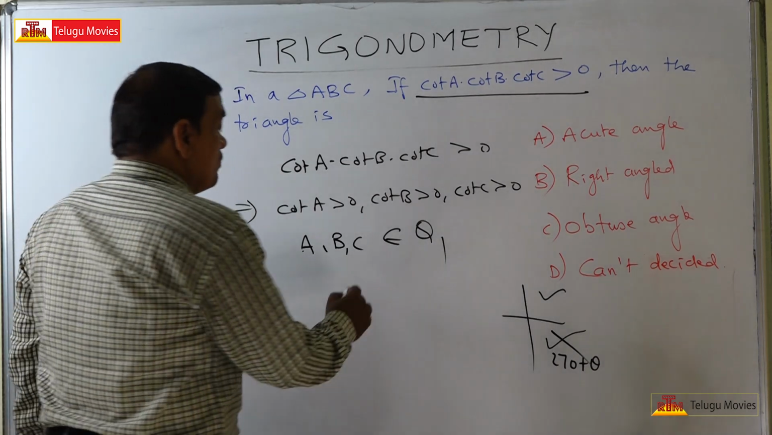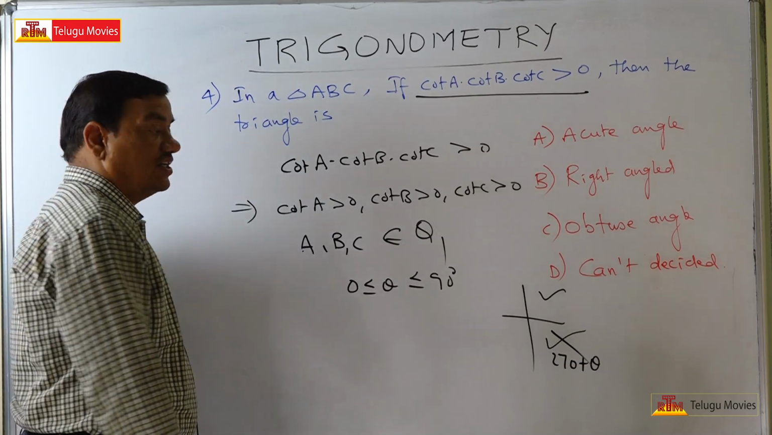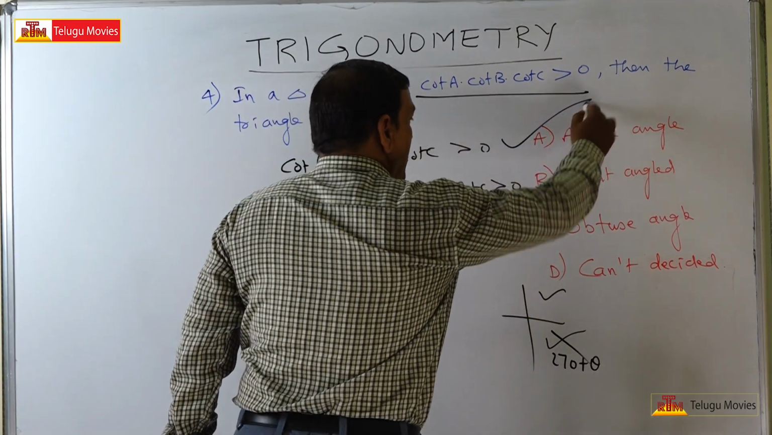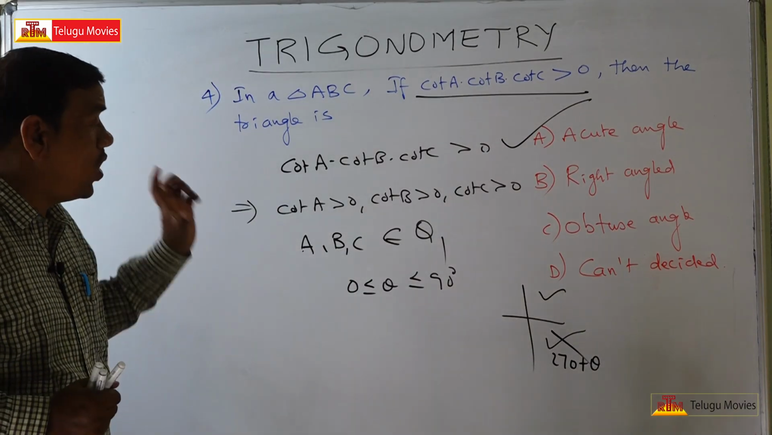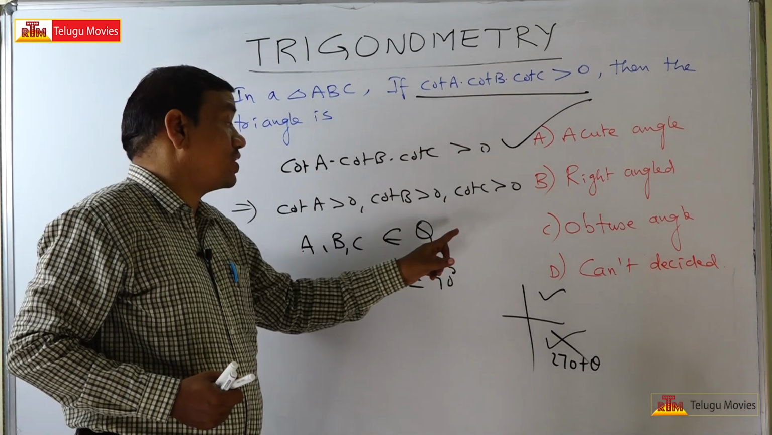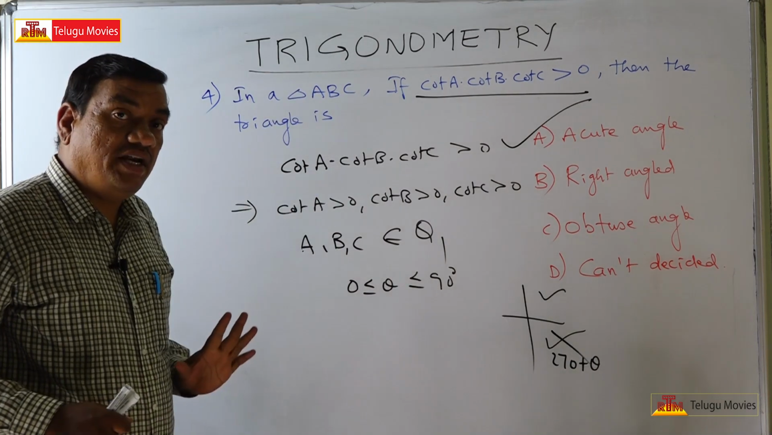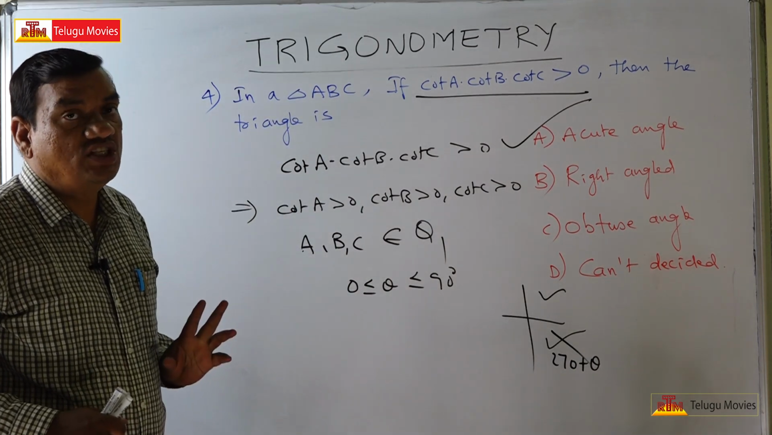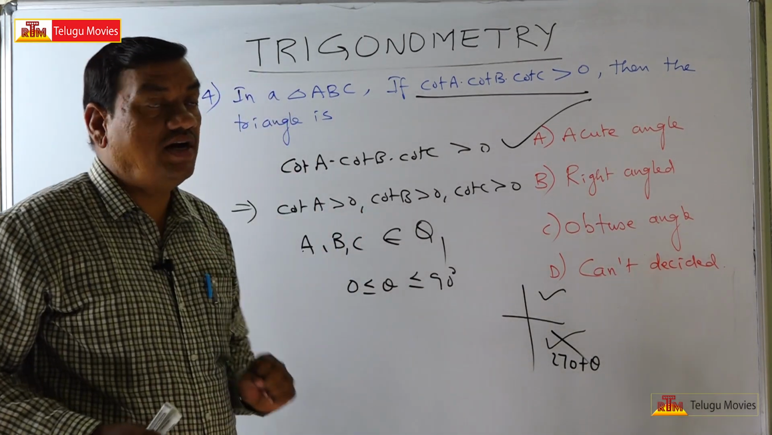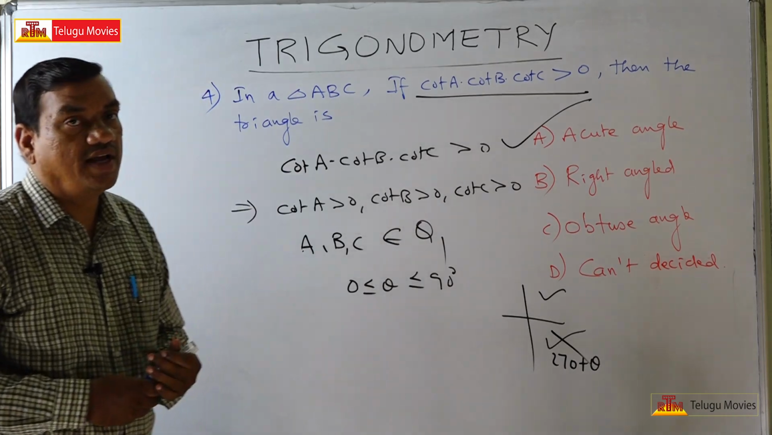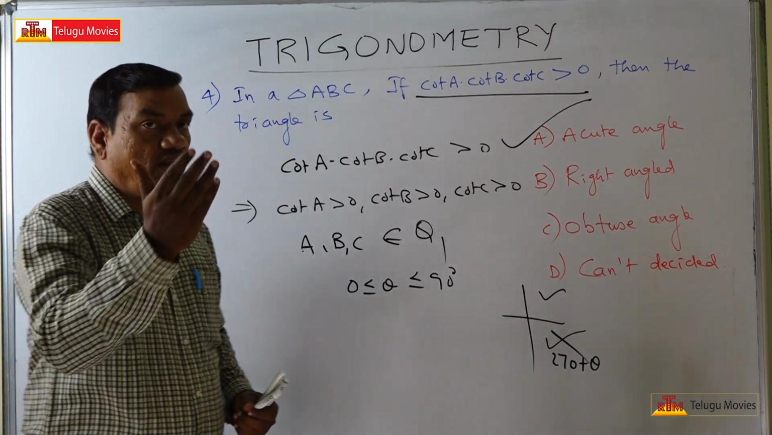First quadrant angles means what? 0 less than or equal to theta less than or equal to 90 degrees. So this is an acute angle triangle. Then only all three angles belong to the first quadrant, and the sum of the three angles should be equal to 180. So this is possible whenever the three angles belong to the first quadrant. Therefore, the triangle is an acute angle triangle. I hope you understand this solution. Let us go for the next problem.